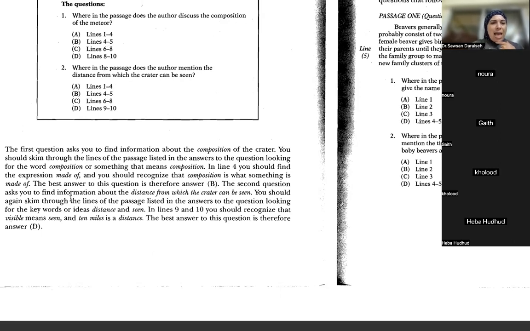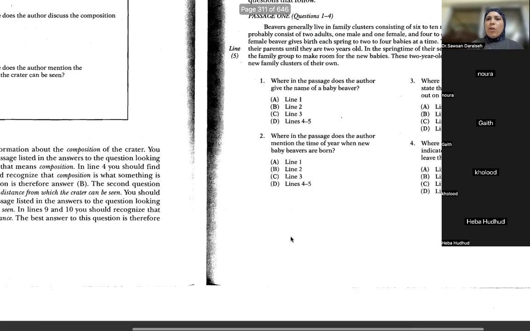The second question asks you to find information about the distance from which the crater can be seen. You should again skim, reading quickly through the lines listed in the answers to the question, looking for the keywords and finding ideas related to distance and seen. In lines 9 to 10, you should recognize that visible means seen, and 10 miles is a distance. The best answer then is D.